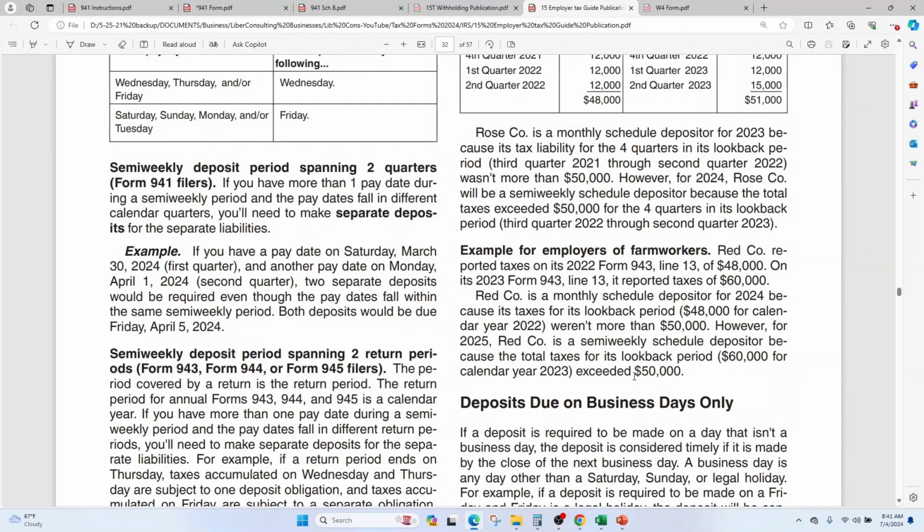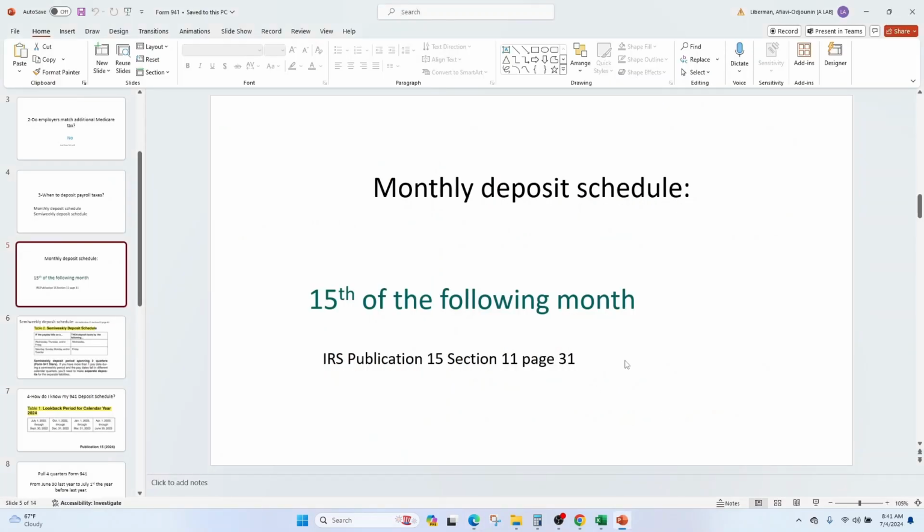But yeah, you have to know first your deposit schedule. You have to know the deposit schedule that you chose to know when you need to make the deposit.